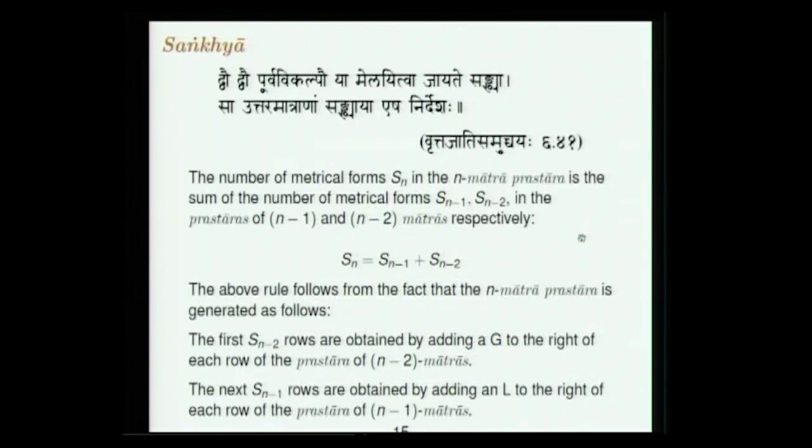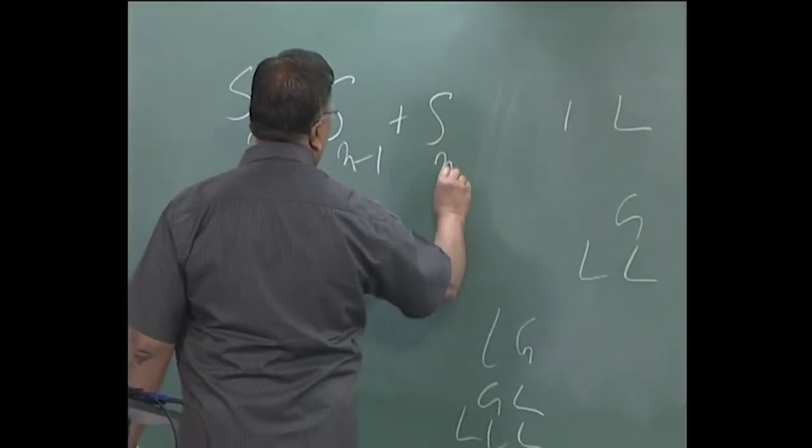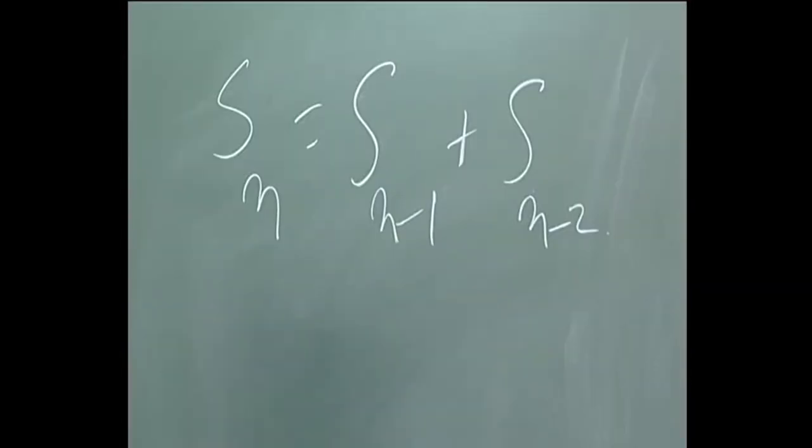So, this is what our Virahanka is telling us. Dvau dvau purva vikalpau ya melehitva jayate sankhya sa uttara matranam sankhyaya esha nirdeshaha. So, the number of rows in the n matra vritta prastara is given by the sum of the number of rows in the n minus 1 matra vritta prastara and the number of rows in the n minus 2 matra vritta prastara.